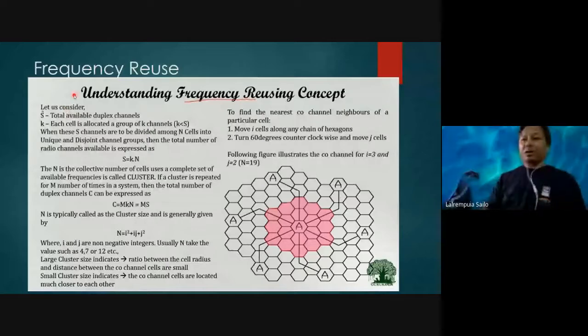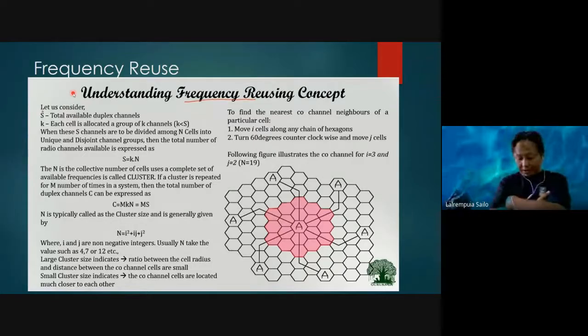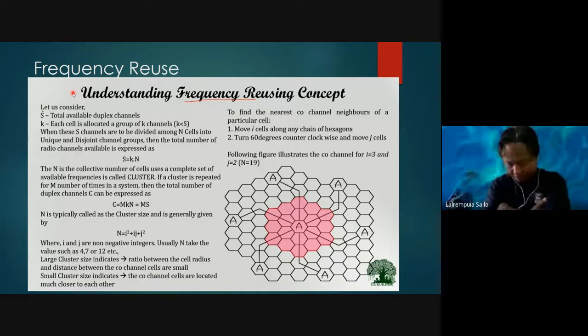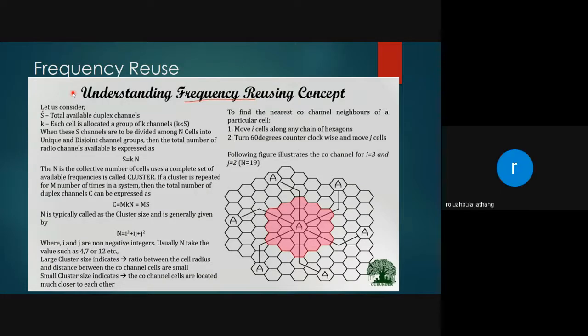Let us consider S, the total available duplex channels. Duplex, simplex, full duplex. Okay.